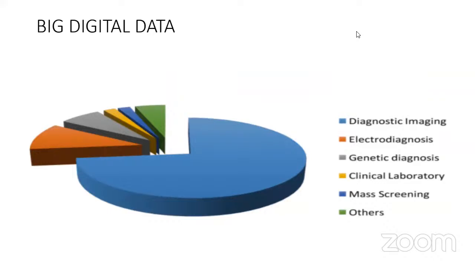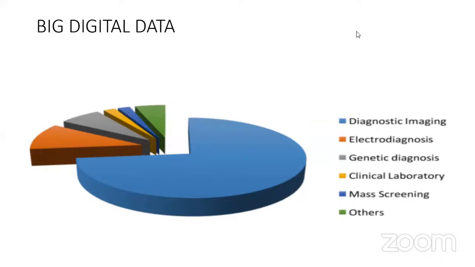And the big data which is coming in the healthcare sector can be categorized into the diagnostic imaging. That is the data, majority of the data, around 60 to 70% of the data is coming from the diagnostic imaging. And electrodiagnosis, genetic diagnosis, clinical laboratory information, and other mass screening and others. So those are around 30% of the data coming from that area.